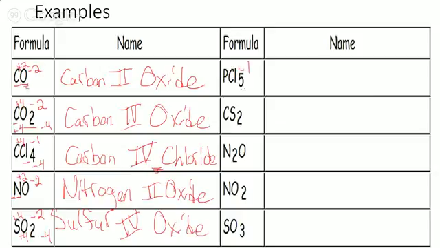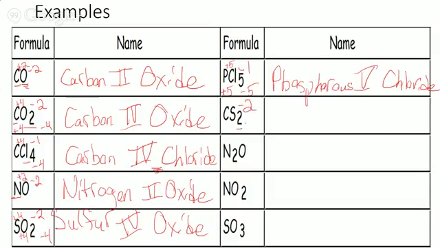PCl5, each chlorine's -1. I got 5 of them, so it must be a -5 overall. So I need a +5 to cancel it out, and I only got 1 phosphorus, so it must be a total of +5. So it'll be phosphorus, Roman numeral 5, which is a V, chloride. CS2, I look up sulfur's charge, it's -2. There's 2 of them, so that gives me a -4, which means I need a +4 to cancel it out. So the whole thing is 0. So that carbon has to be a total of +4. So to have carbon, Roman numeral 4, IV, sulfide.